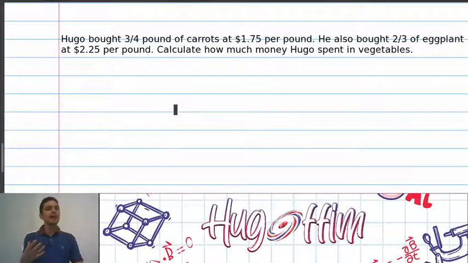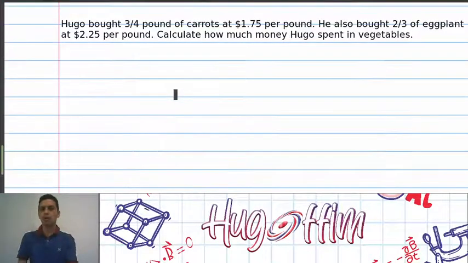I bought 3/4 pounds of carrots at $1.75 per pound, and I also bought 2/3 pounds of eggplant at $2.25 per pound. And I want to know how much money I spent on vegetables. Okay, so my first hint for you is to try to understand the information pretty well, and if you want, you can start drawing bars or graphs or something that shows you what you're doing.